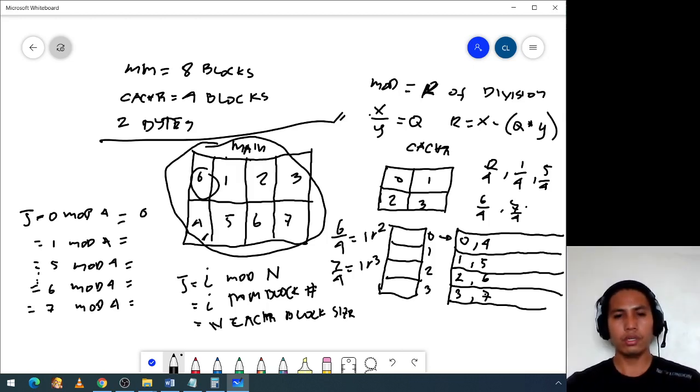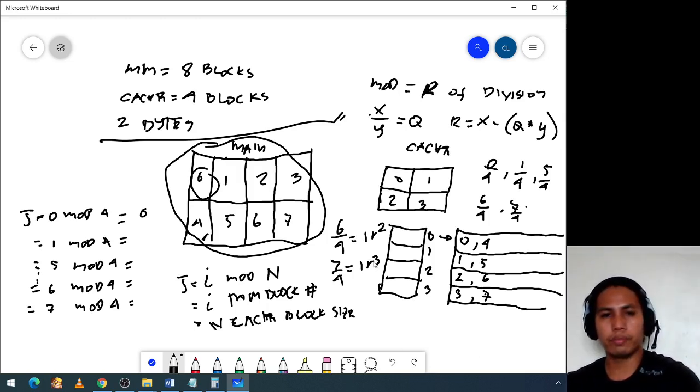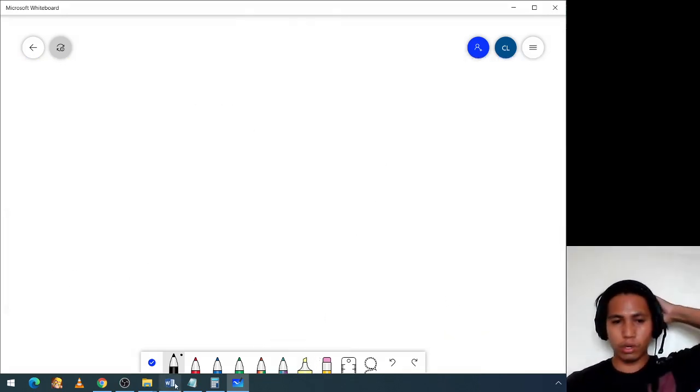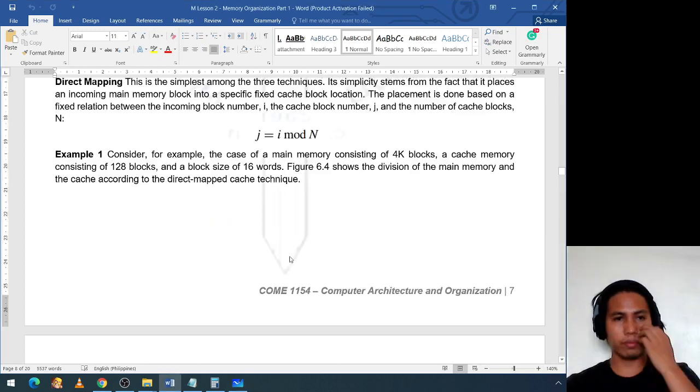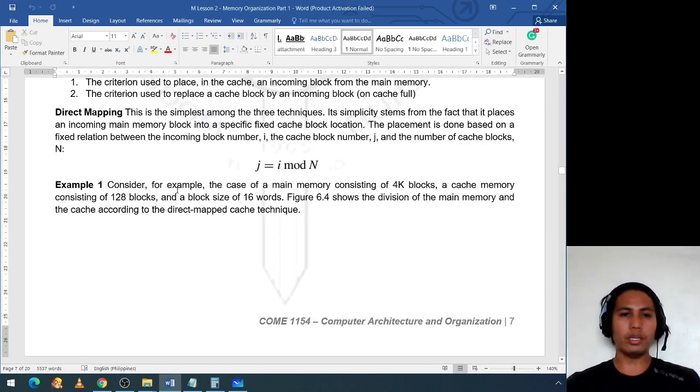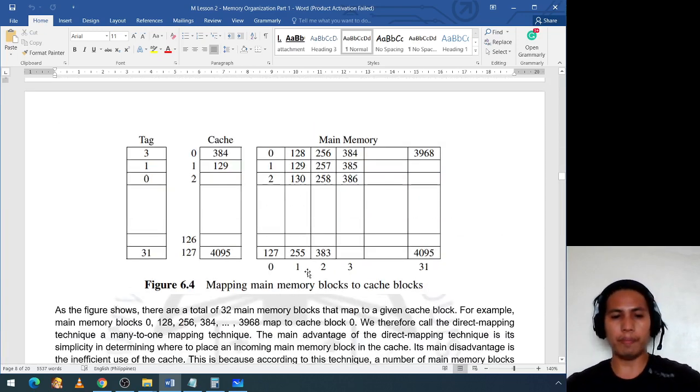Okay? So let's take a more complicated example. So the example in our module is this one. Consider the case of a main memory consisting of 4K blocks, a cache memory consisting of 128 blocks, and a block size of 16 words. So 16 words is actually equivalent to 32 bytes. So ito yung magiging mapping niya.